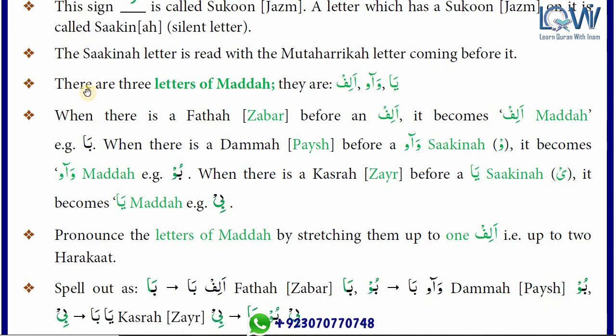Question number 4, how many madda letters are there and what are they? Madda letters are 3: alif, waw and ya. Question 5, when will alif, waw and ya be madda? Answer: if zabar comes before the alif, pesh comes before the waw sakina, zair comes before the ya sakina, then these letters will be madda. Last question, how are madda letters pronounced? You will have to stretch madda letters equal to 1 alif, meaning equal to 1 second.